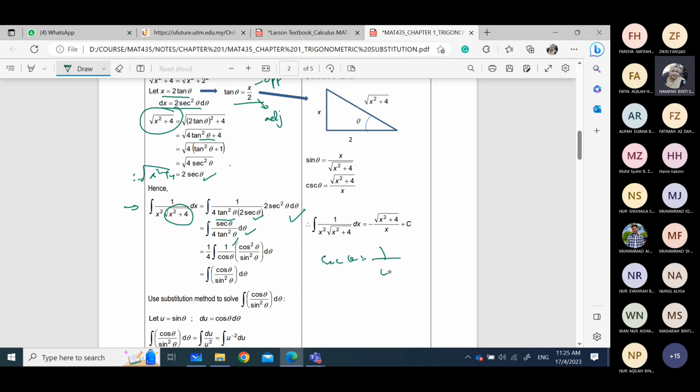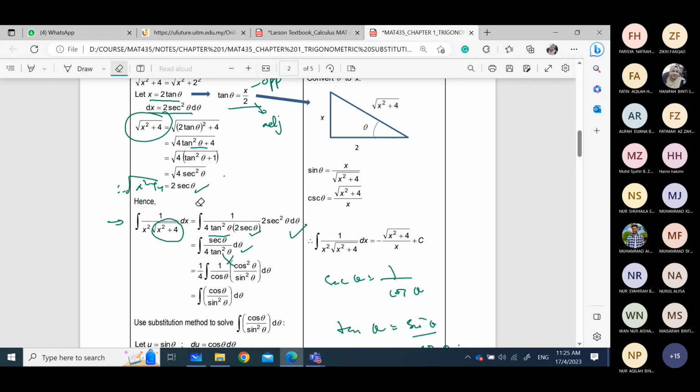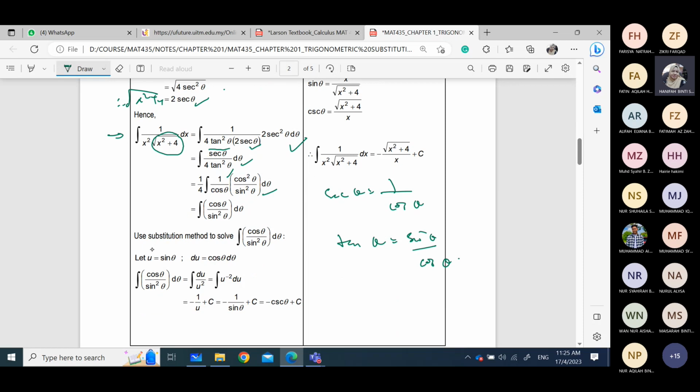Secant theta is 1 over cosine theta. And tangent is actually sine theta over cosine theta. So we divide by sine squared theta, cosine squared theta, simplify, and we have this one. You masukkan saja, mudah je. And then simplify. So this one we use substitution method to solve. You solve, end of the day, we have this answer: negative cosecant theta plus C.